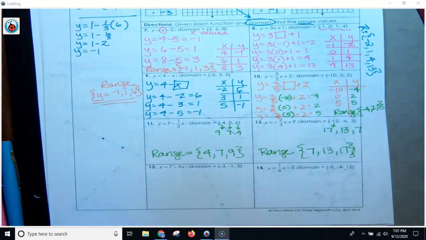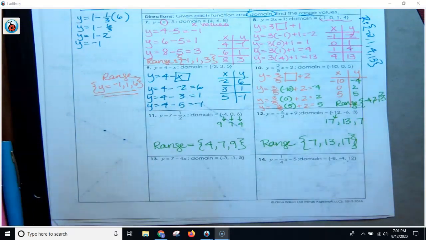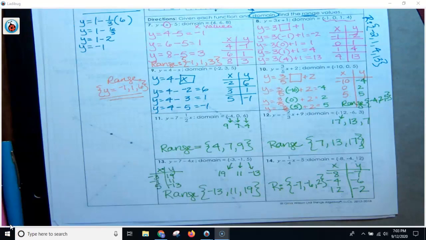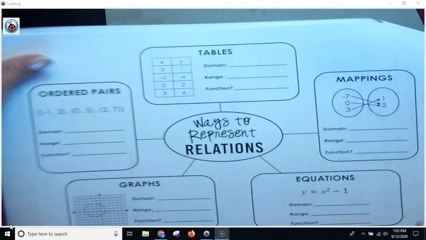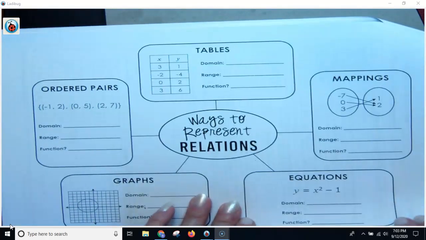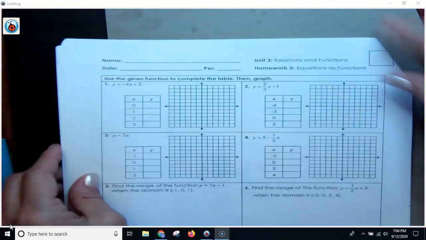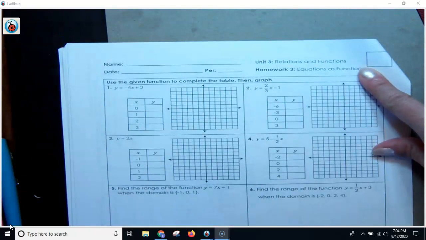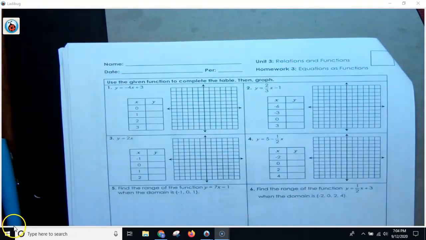And for these last two, I'm just going to have you pause the video and get the answer, and I'll show you the answers when I'm done, because the video is getting a little long. And there you go. Okay. So I'd like for you to work this, and this will be your homework. Unit 3, homework 3. That's it for now.